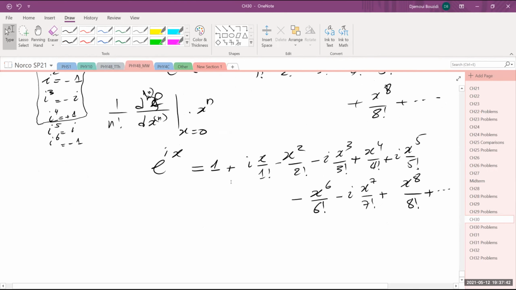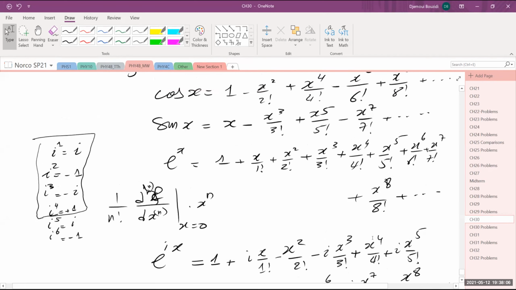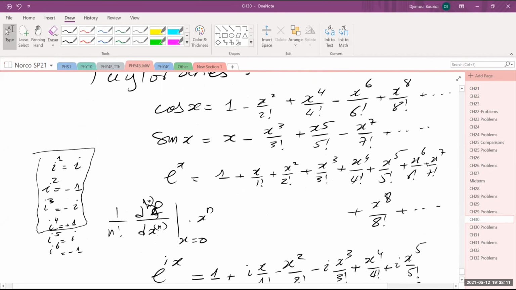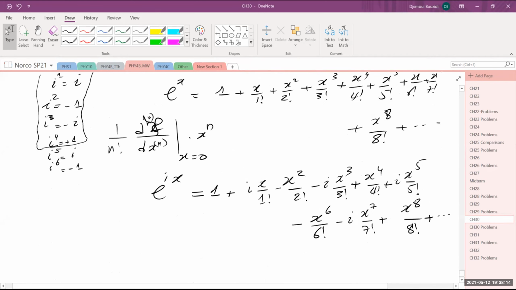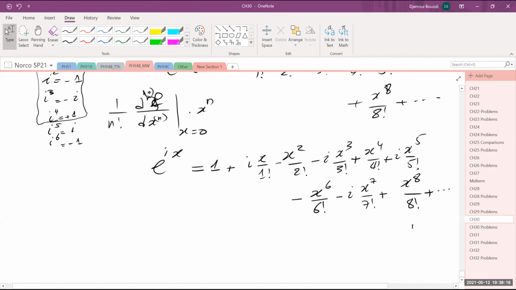Look at the terms now that don't have an i in them. That's 1 minus x squared over 2 factorial plus x to the power 4 over 4 factorial minus x to the power 6 over 6 factorial plus x to the power 8 over 8 factorial. That is actually the cosine, with its signs alternating. So 1 minus x squared over 2 factorial, plus x to the power 4 over 4 factorial, minus x to the power 6 over 6 factorial, plus x to the power 8 over 8 factorial. Okay, so we have that. So the first part is actually a cosine.